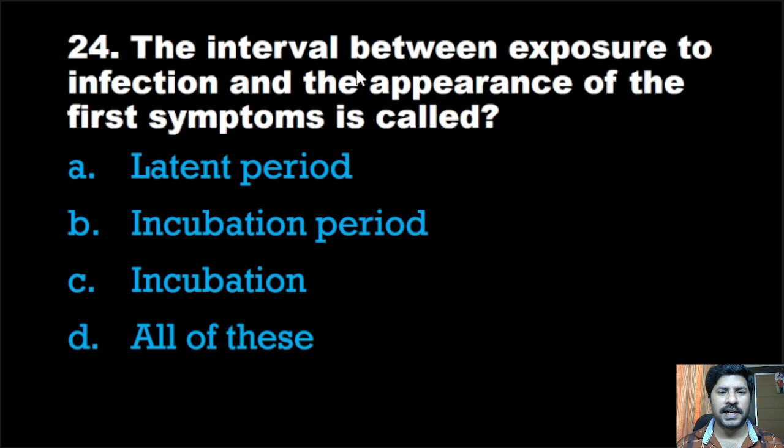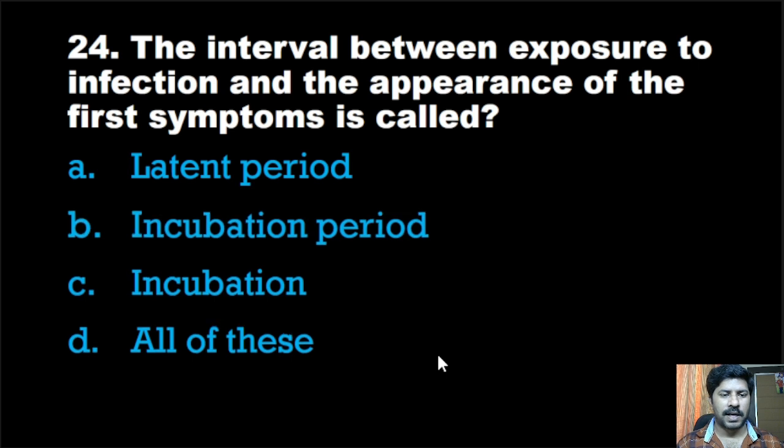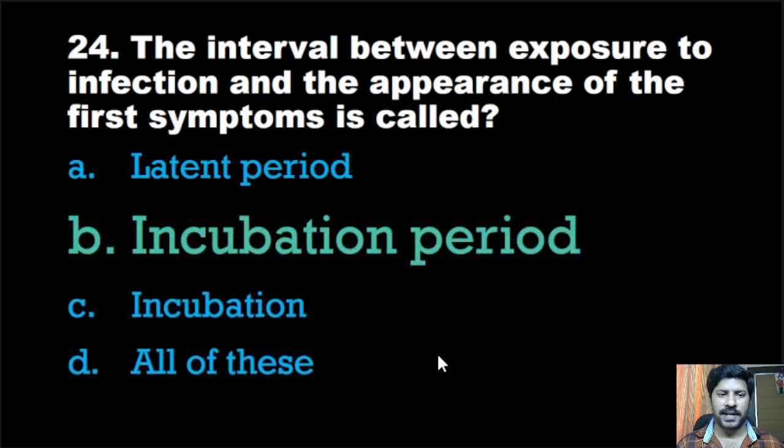24th question. The interval between exposure to infection and the appearance of the first symptom is called latent period, incubation period, all of these. Correct answer is incubation period. The interval between exposure to infection and the appearance of the first symptom is called incubation period.